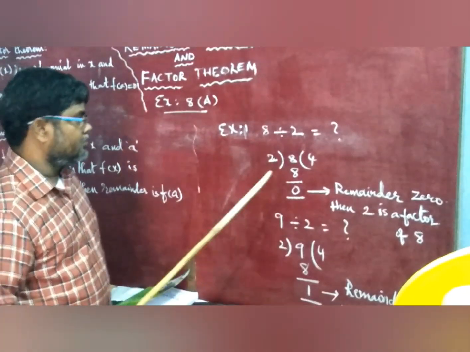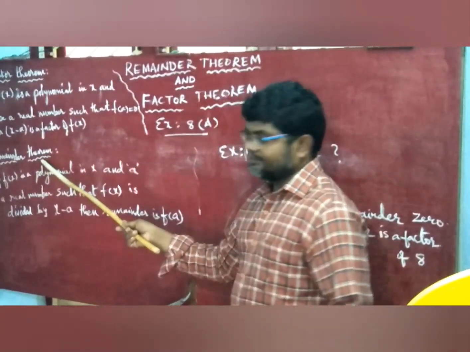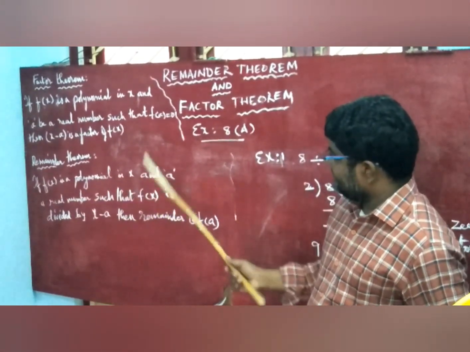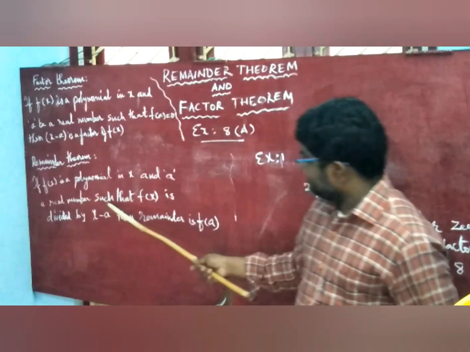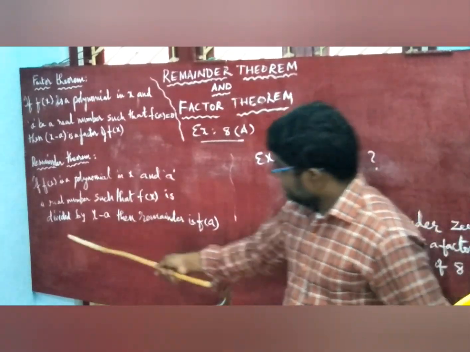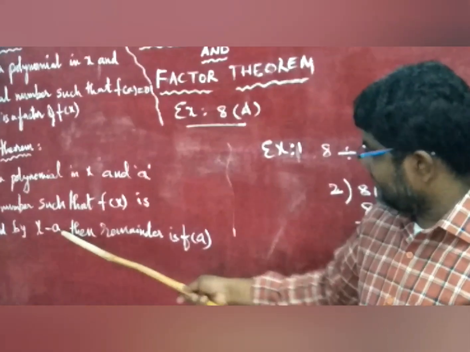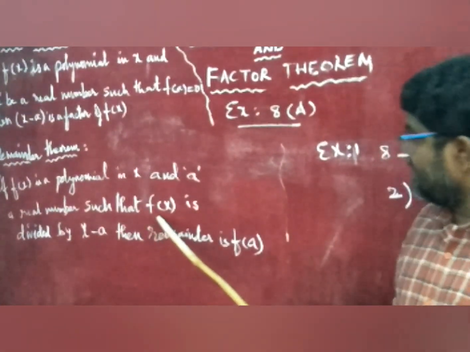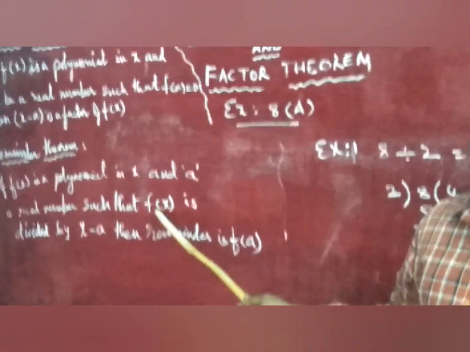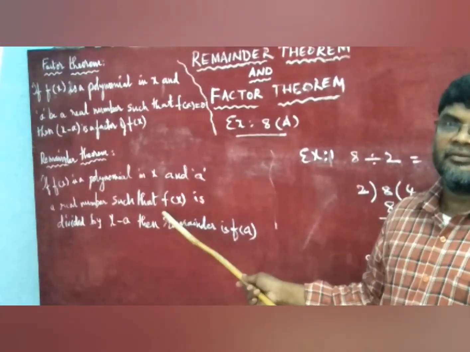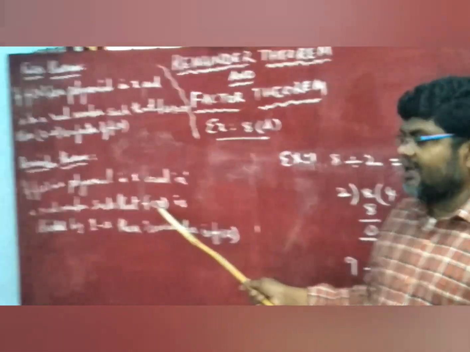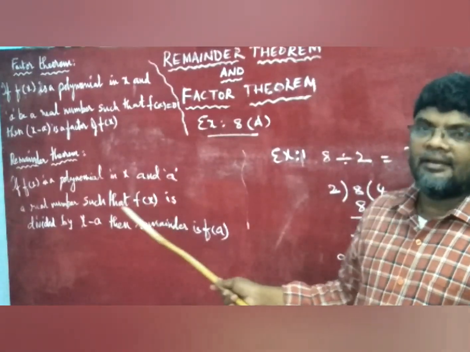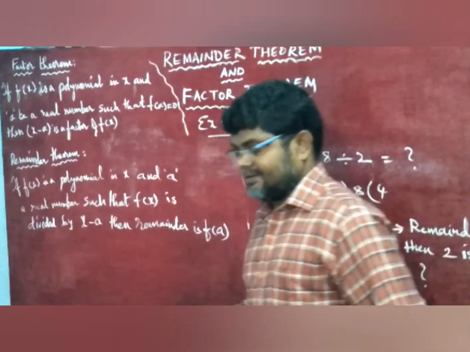Next, coming to the remainder theorem. If f of x is a polynomial in x and a is a real number such that f of x is divided by x minus a, then the remainder is f of a. Here also the same polynomial f of x, function in x. If it is f of y, the function will be in y. If it is f of z, the function will be in z.